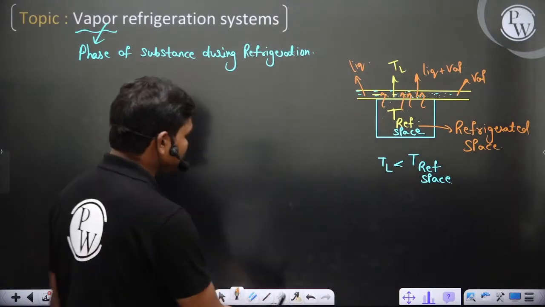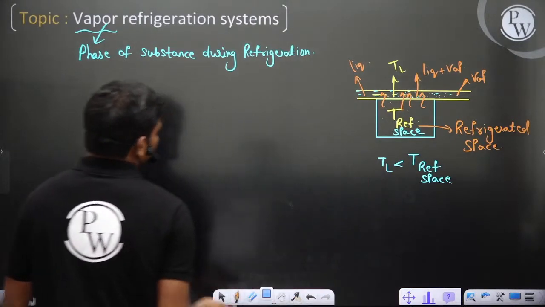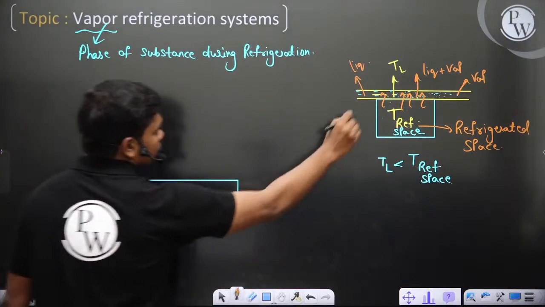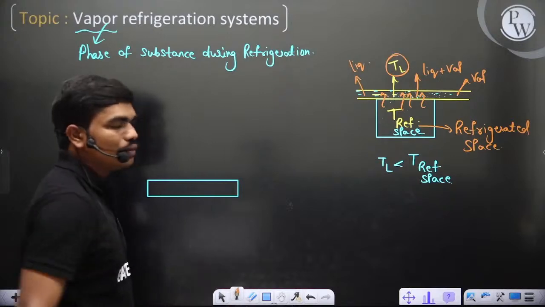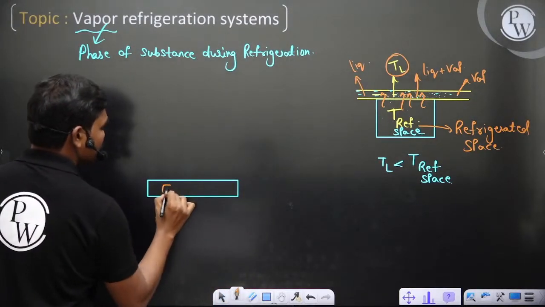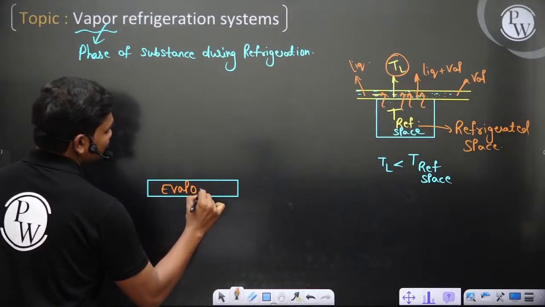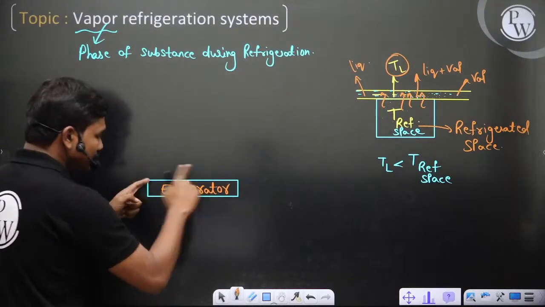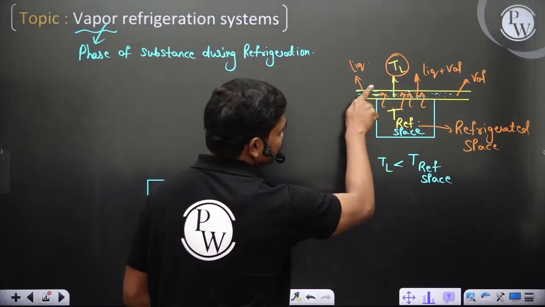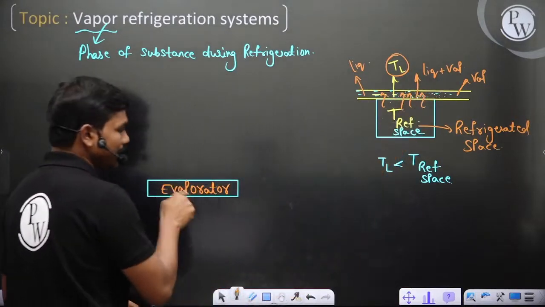Now if you see a device here, practically how do you bring this TL to low temperatures? That's the main important thing. So TL is maintained by these devices. You have this evaporator, because in these evaporator coils, the fluid flows and converts from liquid state to vapor state. So evaporation happens in this device.